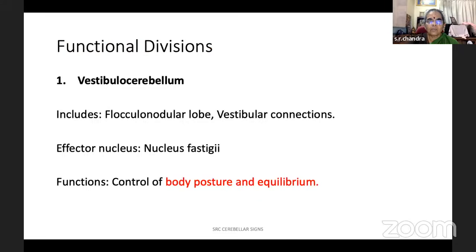So now we will see the vestibulocerebellum. What is that? The flocculonodular lobe. The posterior part of the cerebellum is otherwise called vestibulocerebellum or archicerebellum. It's a very old part of the cerebellum, and it is in control of body posture and equilibrium. Because the vestibular nucleus gives information regarding the head on body, that helps to correct the body posture. So the vestibulocerebellum or flocculonodular lobe is for body posture and equilibrium, and the nuclei concerned are the fastigial nucleus and the vestibular nucleus.